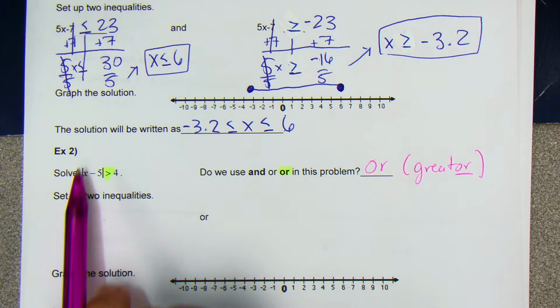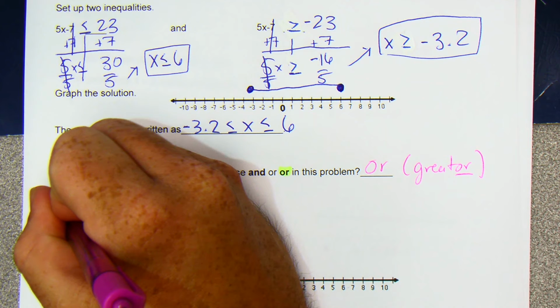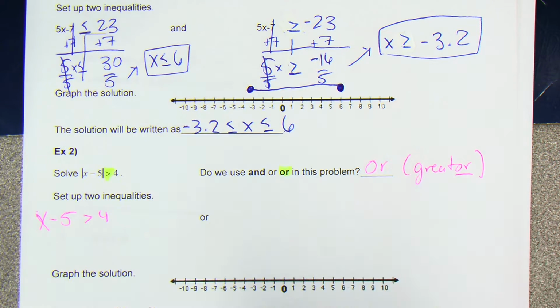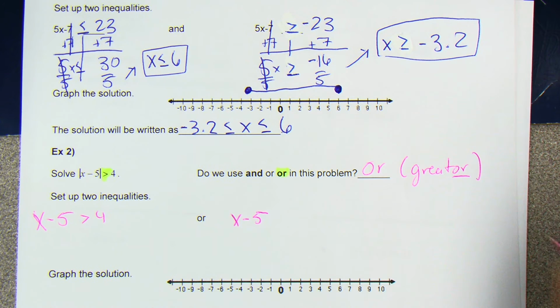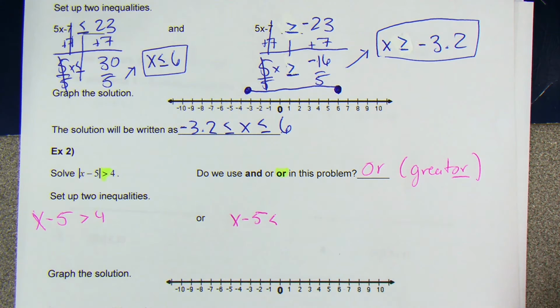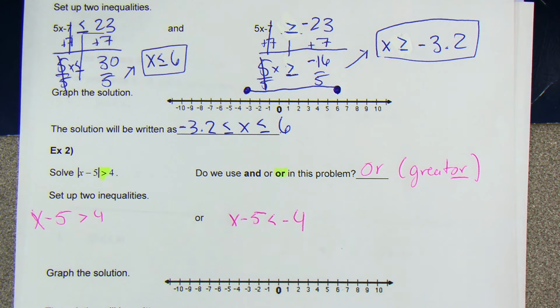The first one that we're going to set up is going to look just like this. It's going to be x minus 5 is greater than 4. Or the next one that I set up, we're going to set equal to a -4. But when I set it equal to a negative, I also have to flip my sign. So it's going to be or x minus 5, and when I flip my sign, this is a greater sign, so I'm going to flip it to less than -4. Okay, so x minus 5 is greater than 4, or x minus 5 is less than -4.